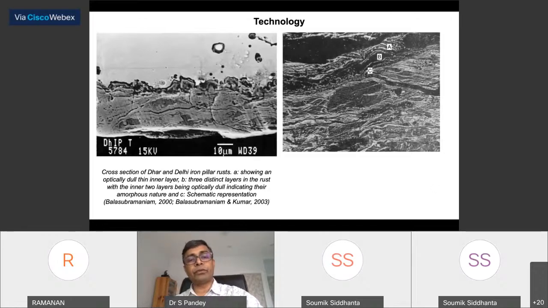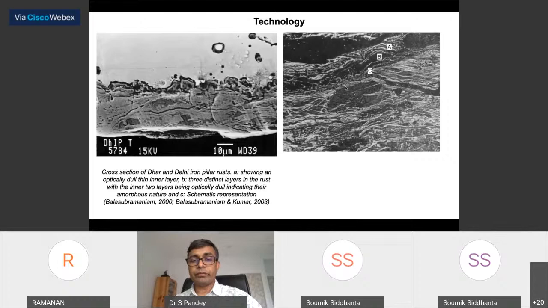Professor R. Balasubramaniam from IIT Kanpur investigated the rust-proof nature of these iron pillars, and he concluded that in this microstructure, you see a kind of dark amorphous layer right on the inner side, and this is the rust that forms on the surface. This is the Dhar pillar. This is the Delhi iron pillar, and he has shown that right in the middle there are 3 distinct layers, and the middle layer is amorphous in nature and dark in color.